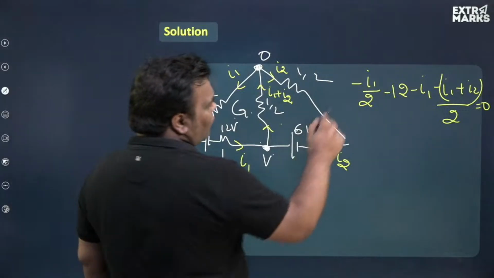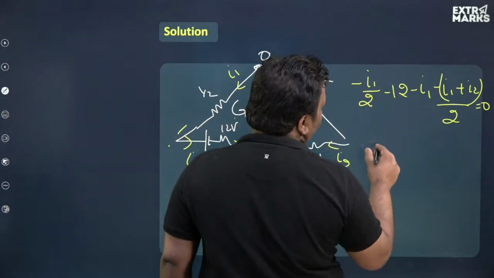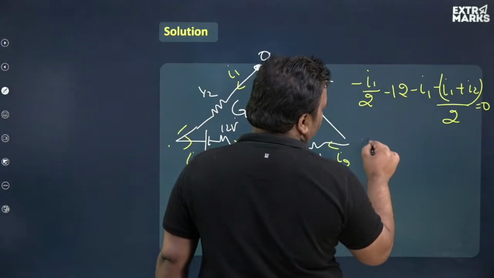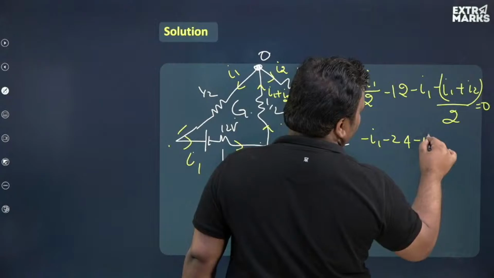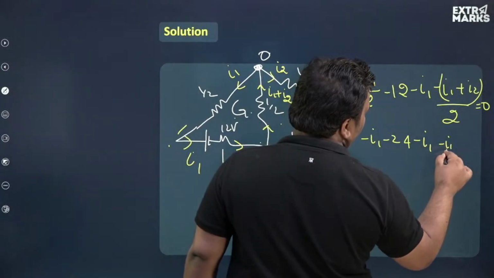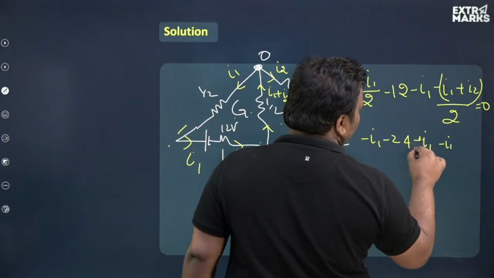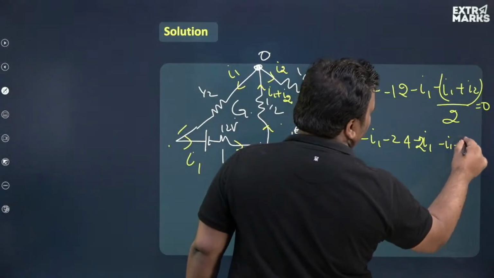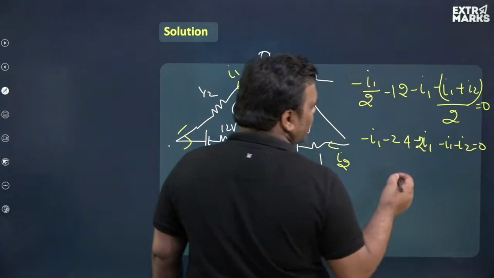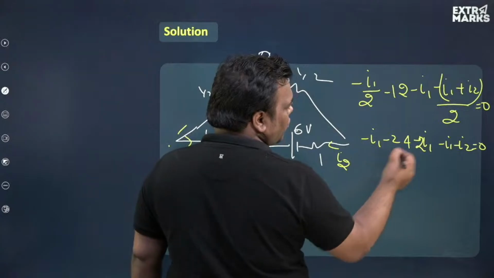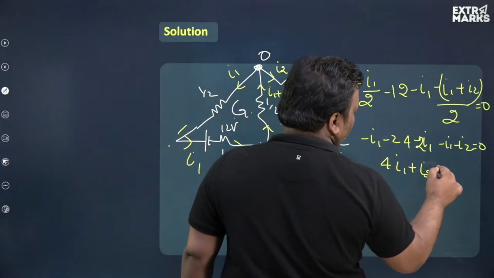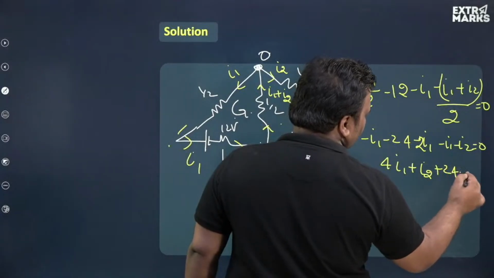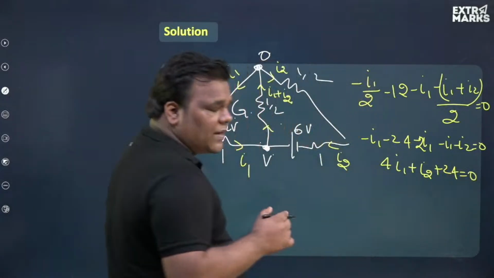Okay? What is my answer? My answer will be minus I1, minus 24, minus I1, minus I1 by... sorry, this will become minus 2I1, minus I1, minus I2 is equal to 0. Or should I say 2I1, 2I1, 2I1, 4I1 plus I2 minus 24, sorry, plus 24 is equal to 0. That is my first equation.